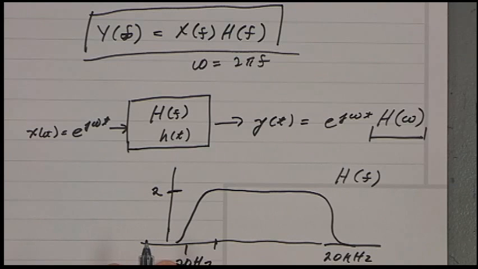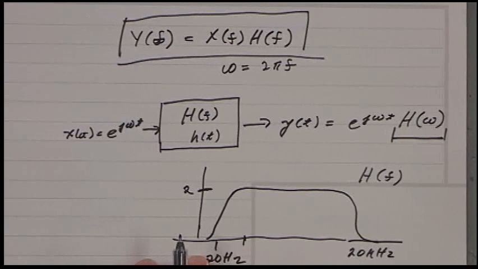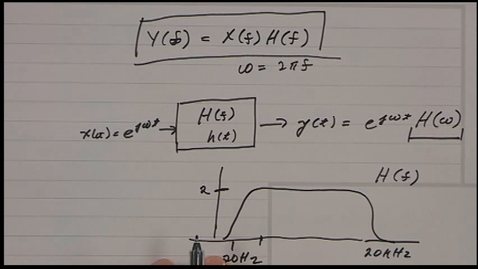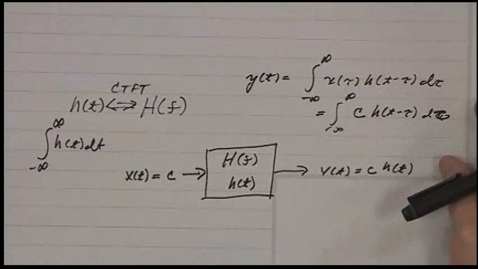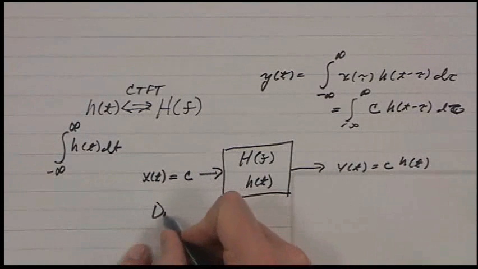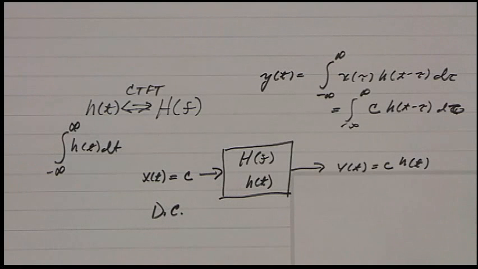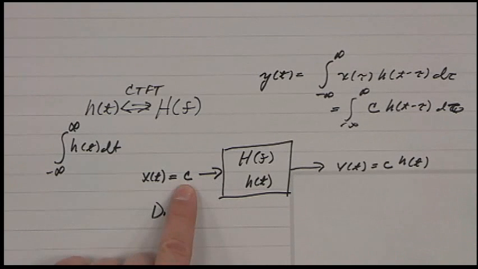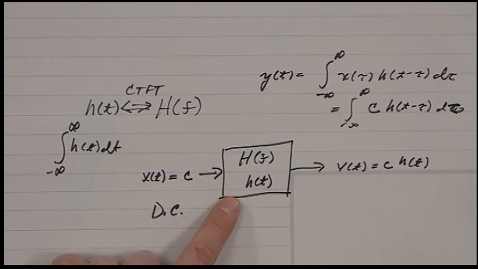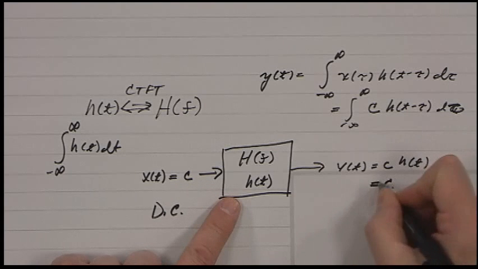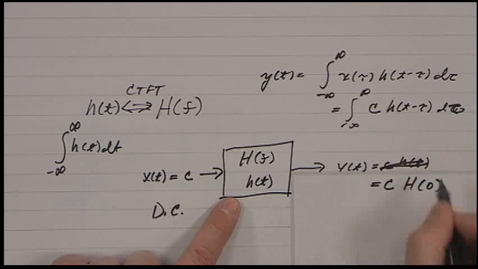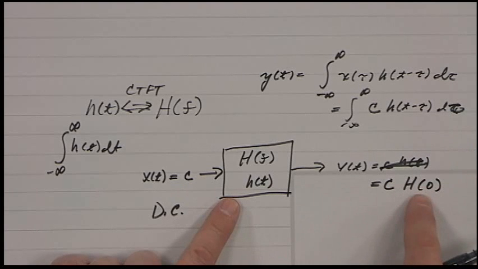Okay, because it tells you why people talk about frequency and hertz, okay? Now, what if I have a constant input, what's the frequency? 0. That's what electrical engineers call DC, for direct current. So if you have a DC input, then what's the output going to be at DC? C times H of 0. That's what H of 0 is. It's the gain at DC.